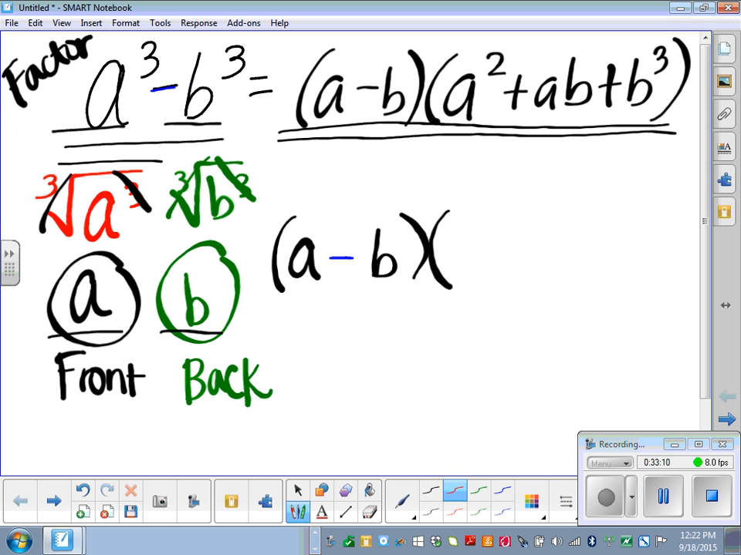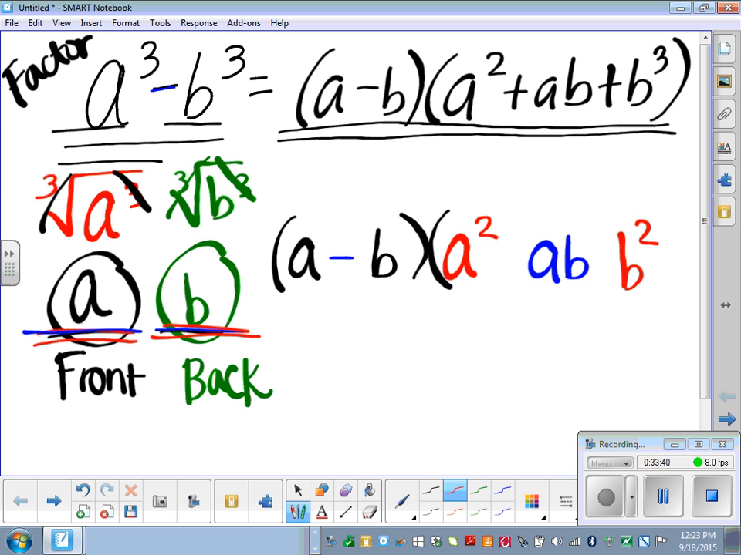So I'm going to start again. The front with the front. So the front with the front is a times a, which is a squared. Then you'll do the front with the back. So that would be a times b, which is ab. And we won't fill in the signs till later. And then we'll do the back with the back. So b times b is b squared.